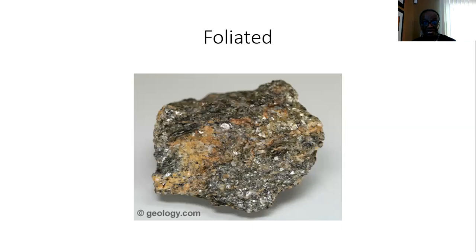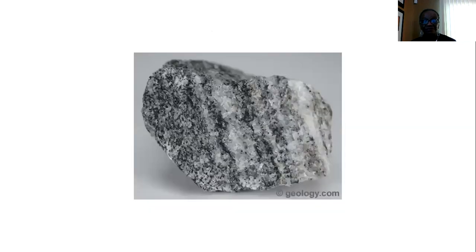This has a banded appearance. Look at this one. That's nice. See, lighter color minerals, and then the dark color minerals, lighter color minerals, dark color minerals, and it's talking about a banded appearance. And so when you see rocks that have this, it is referred to as foliated texture.